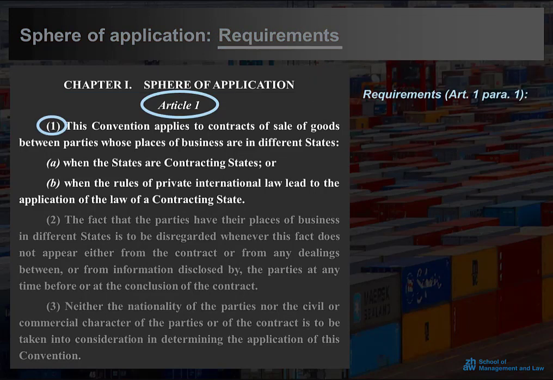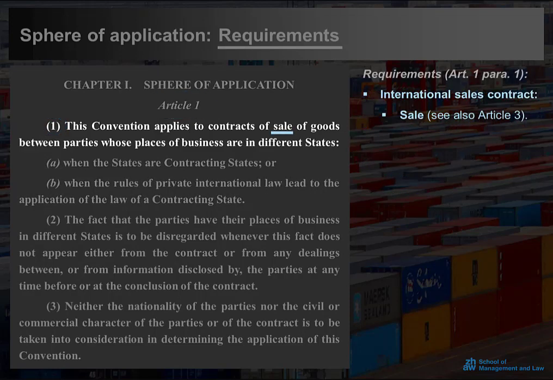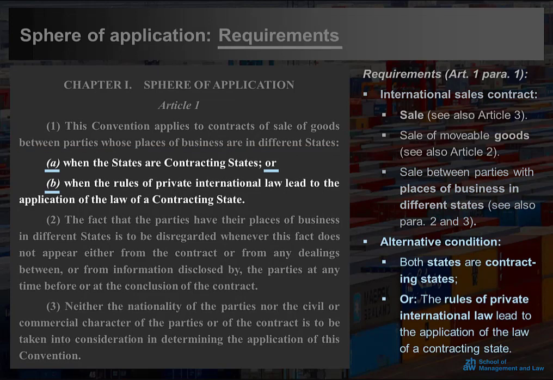According to Article 1, Paragraph 1, there must be an international sales contract on the one hand, and, in the sense of an alternative condition, one of two specified relationships to the CISG on the other hand. So the contract must be a sale, and it must be a sale of movable goods. In addition, it must be international in the sense of a sale between parties with places of business in different states. Finally, there must be one of two specified relationships to the CISG.